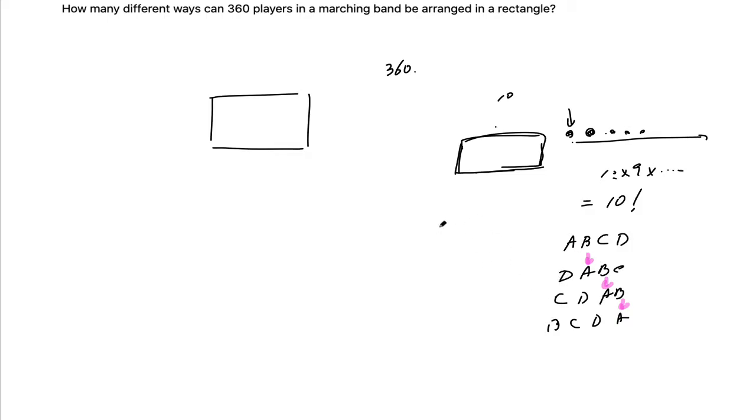So these 4, when you put them in a rectangle, A, B, C, D, and maybe you have here A, B, C, D. Depending on where you're looking from, this and this will look the same, because we don't know what's top and what's bottom.